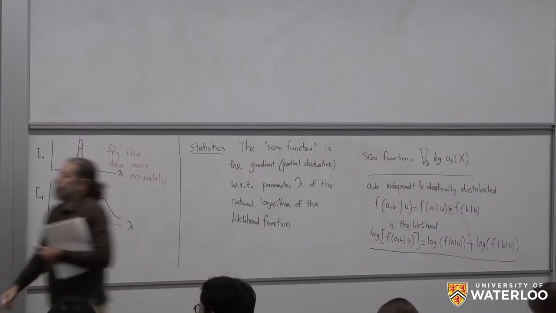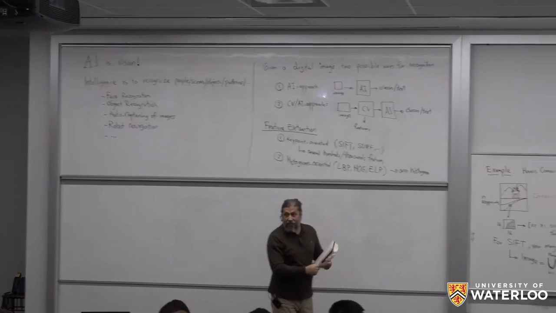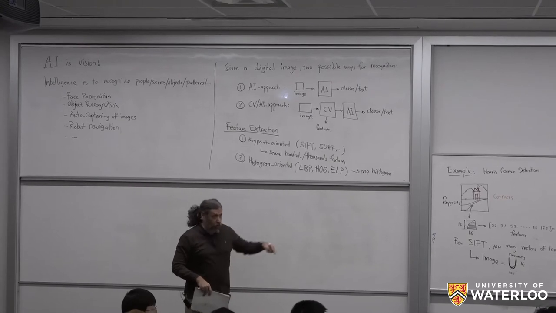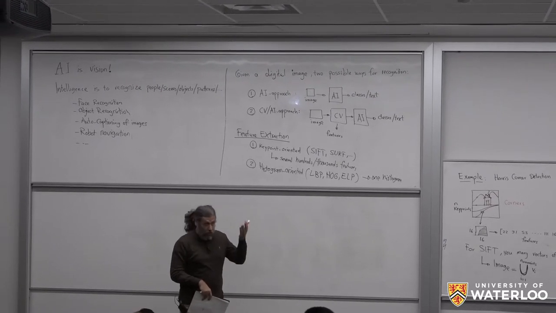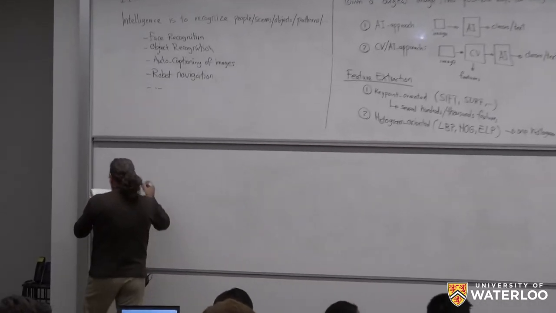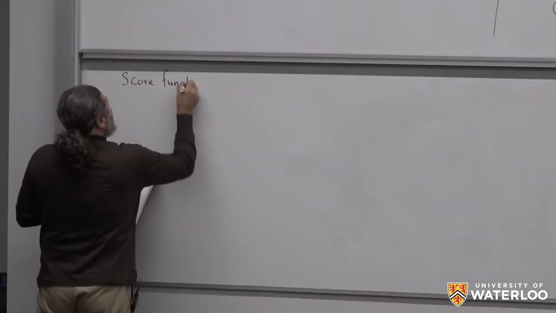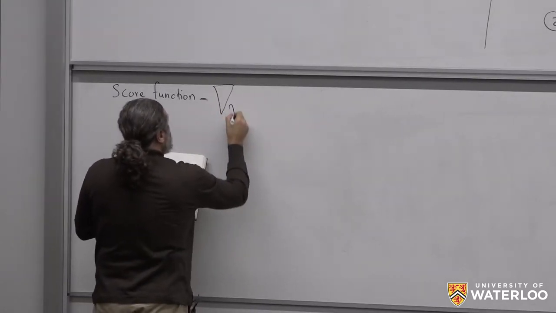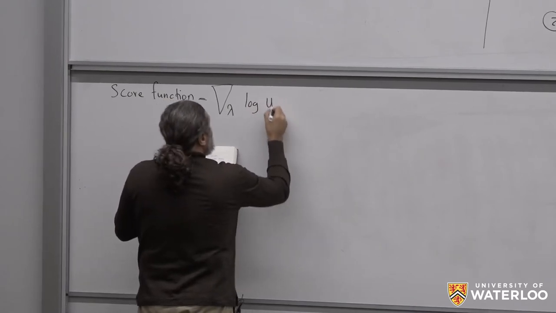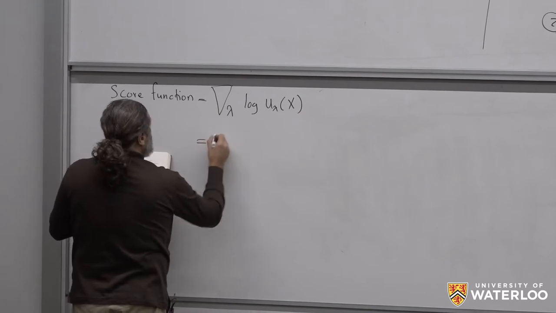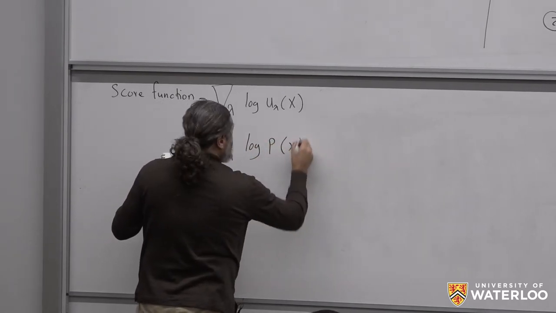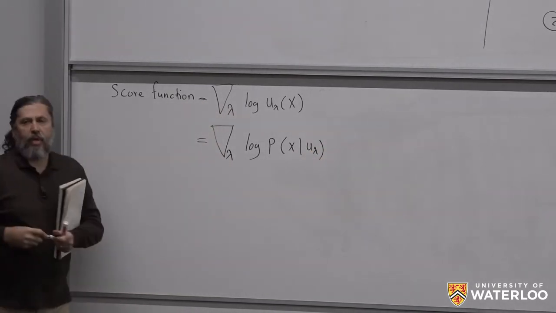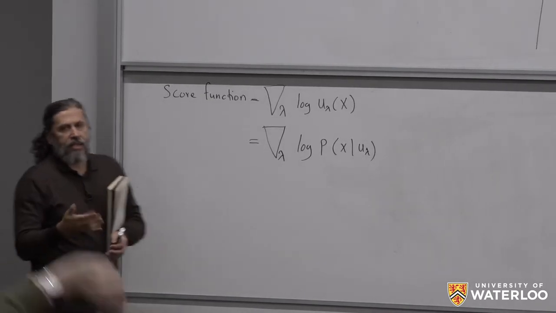So now we want to go back. See how much we have to do just to recognize that a cat is a cat. So when we do this torture, then we will appreciate the deep networks. Just give it to the network. It says, that's a cat. But you've got to understand how it's done. Otherwise, you are not a good engineer. So the score function, again, was equal to the gradient with respect to lambda of log of mu lambda of x. And this is equal to the gradient with respect to lambda of log of the probability of x given mu lambda. So what's the probability? That's what you wrote. I wrote f to keep it general. That's a density function. That's a probability.